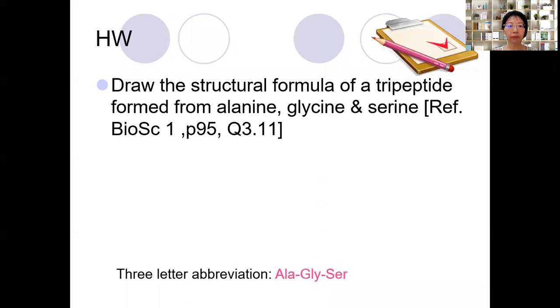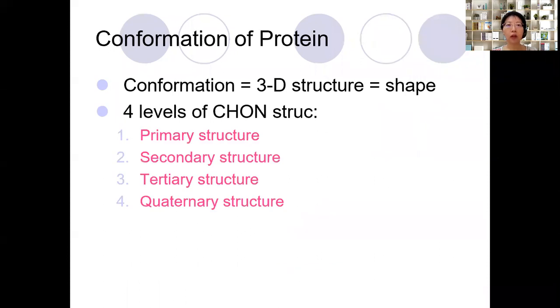That's all, okay? Now, let us go and look at the conformation of polypeptide. Conformation of polypeptide. Now, conformation, this word means the 3-dimensional structure or the overall shape of the protein. Conformation of protein. Okay, so there are 4 levels of protein structure that we can look at. We have got primary structure, secondary structure, tertiary structure, and quaternary structure.